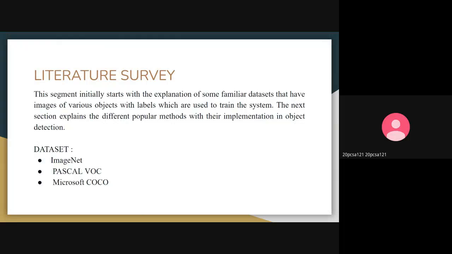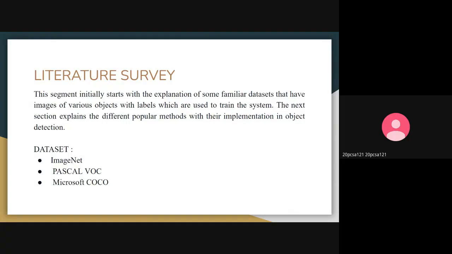Next is the Pascal VOC. The abbreviation of this term is Pattern Analysis, Statistical Modeling, and Computational Learning. This dataset has 15K annotated images with 20 categories. This dataset is smaller than ImageNet, but it is mostly used for classification or semantic segmentation detection of objects.